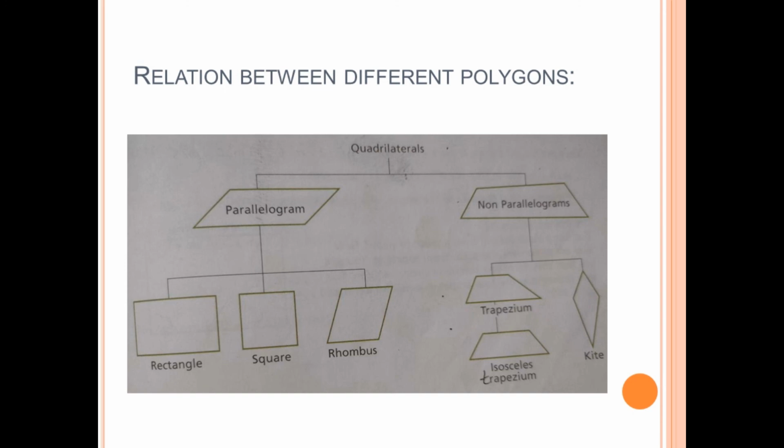Now comes the non-parallelogram. Trapezium. In a trapezium, we have one pair of parallel sides, but the two sides which are opposite to each other are not parallel to each other. In an isosceles trapezium, we have two sides parallel to each other, but the two other sides of the isosceles trapezium are not parallel to each other. In a kite, we don't have opposite sides parallel and equal to each other. In a kite, the adjacent sides are always equal to each other. It means in a non-parallelogram, the sides opposite to each other are not parallel or equal at the same time.